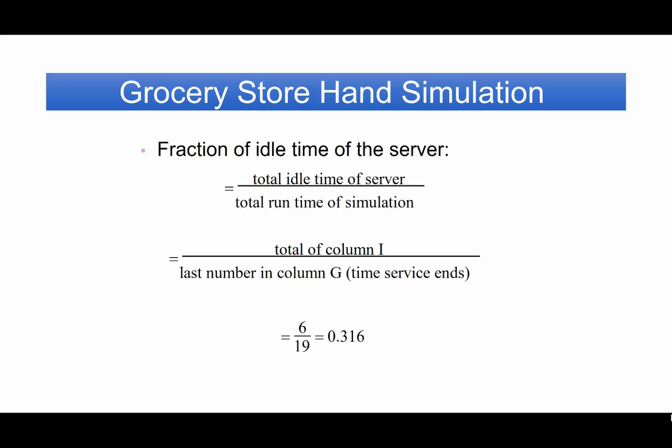The fraction of idle time of the server can be computed by the total idle time of the server divided by the total runtime of the simulation. In this case here, that is the total of column I and the last number of column G, which represents the time the service ends. Therefore, 6 divided by 19, or 0.316, is the fraction of idle time of the server.